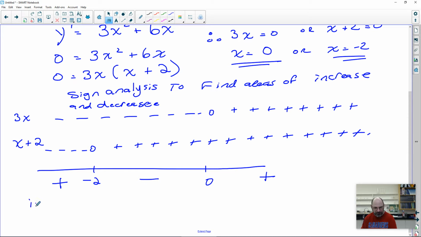So it is increasing from negative infinity to negative 2. So how do we write that? Negative infinity to negative 2. We can just use interval notation. And it is also increasing from 0 up to positive infinity. And it increases from 0 to positive infinity. So there's our area of increase. In between, we have our area of decrease in here. It is decreasing.